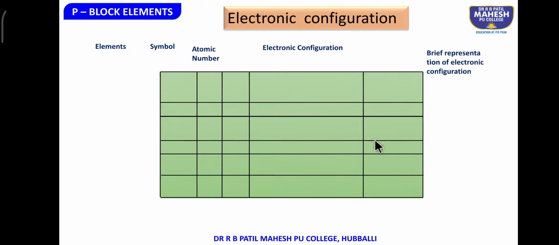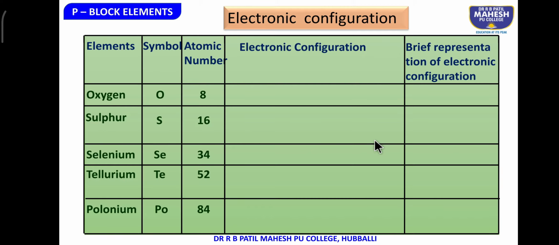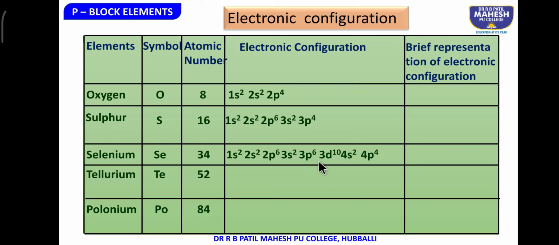Electronic configuration. We have oxygen, sulfur, selenium, tellurium, polonium, and the symbols representing those elements along with atomic numbers. The electronic configuration of oxygen is 1s2 2s2 2p4, whereas sulfur is 1s2 2s2 2p6 3s2 3p4. In the case of selenium, 1s2 2s2 2p6 3s2 3p6, you can see 3d10 4s2 4p4.